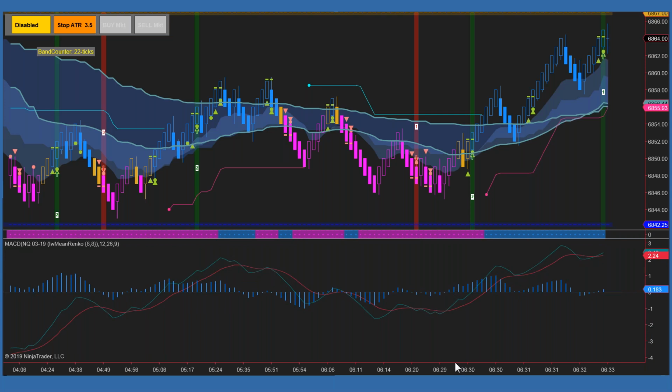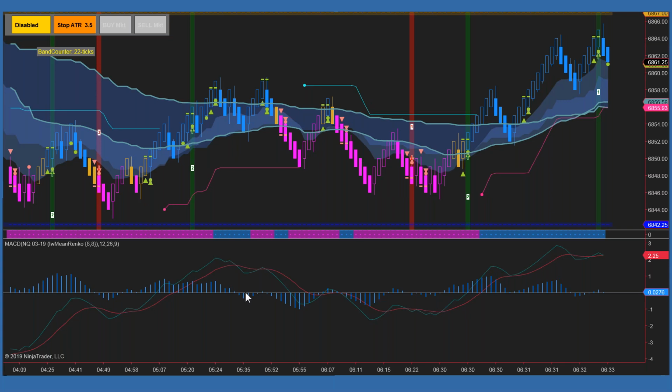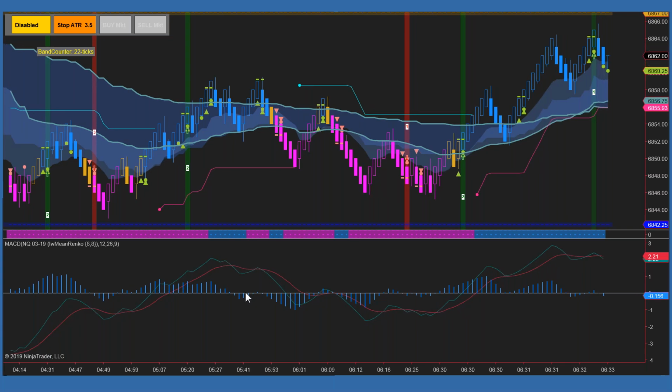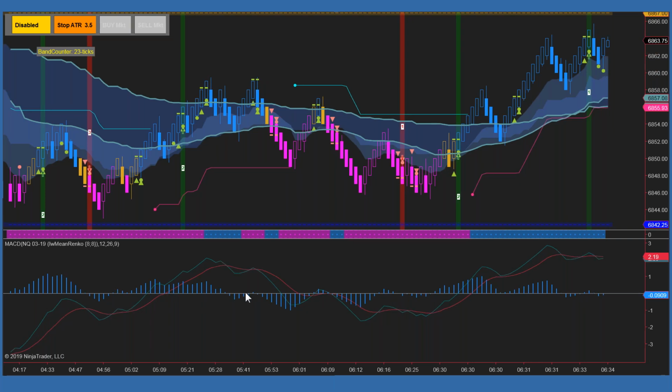So MACD is actually a very sophisticated indicator. It's a very reliable indicator because it shows you what happened in the past. That's the problem with most indicators, is they show you what has happened before. And to try to use them in a predictive value can sometimes be a little bit difficult.